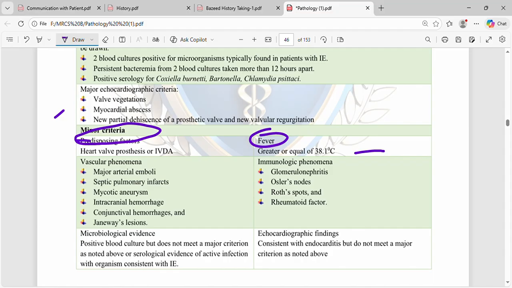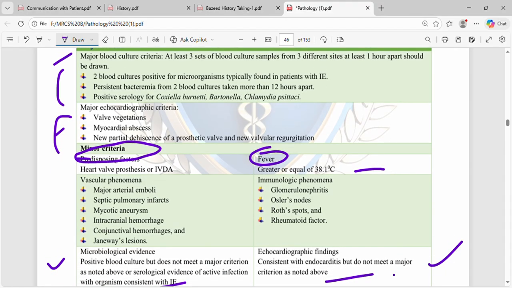Microbiological evidence: a positive blood culture that does not meet a major criterion as noted above, or serological evidence of active infection with an organism consistent with infective endocarditis. Echocardiographic findings consistent with endocarditis that do not meet a major criterion as noted above will be considered minor criteria. Okay, so listen to this again and again, you will remember.